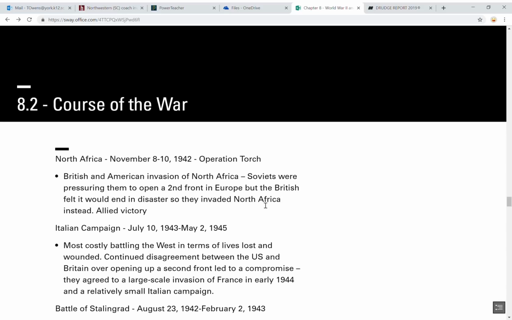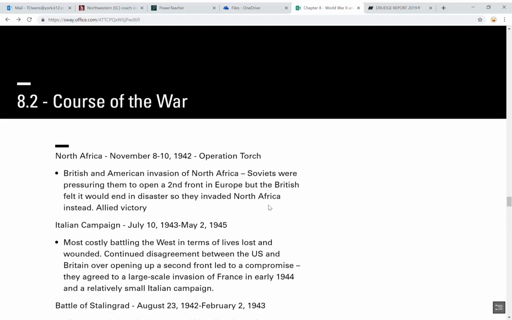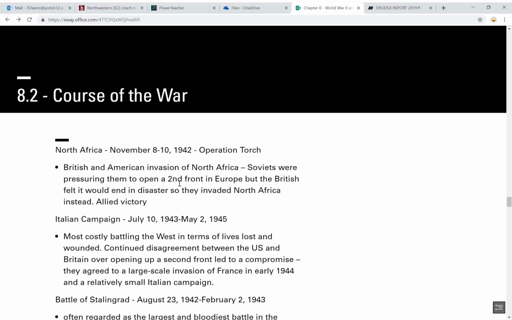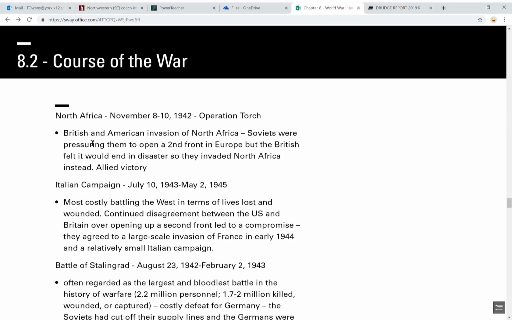And again, it's not what the Soviets want. And the Soviets are pretty convinced that Britain and the United States are doing it on purpose, that they want the Soviet Union to be defeated, but that's not necessarily true. So we're going to work at getting the Germans out of North Africa to help us along the lines, and to give us a foothold into the Middle East too.